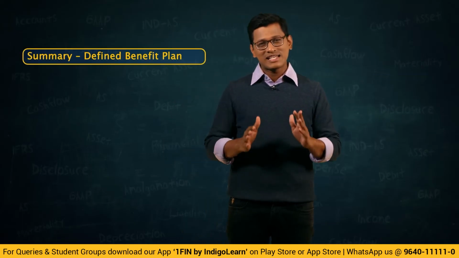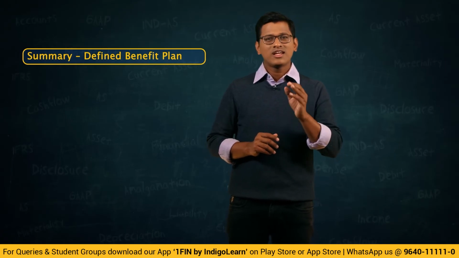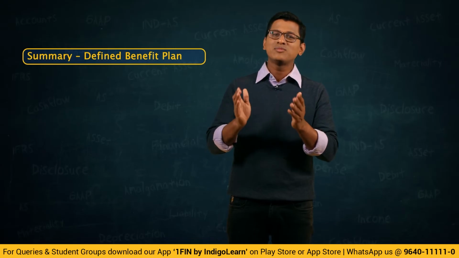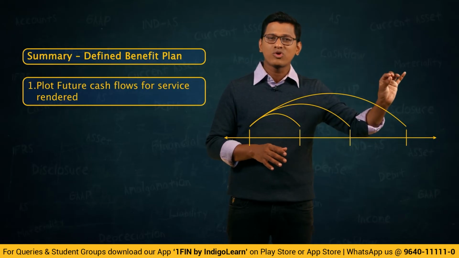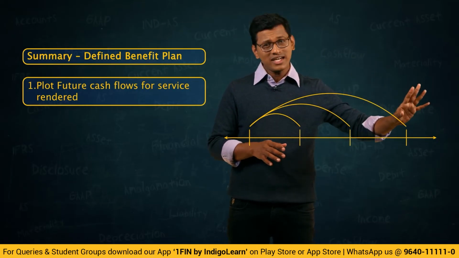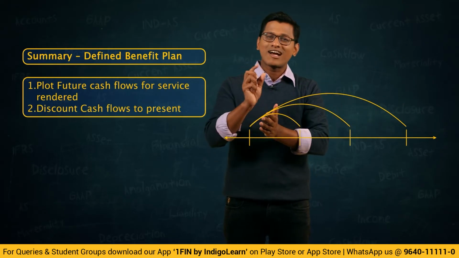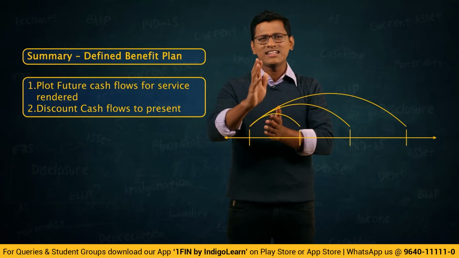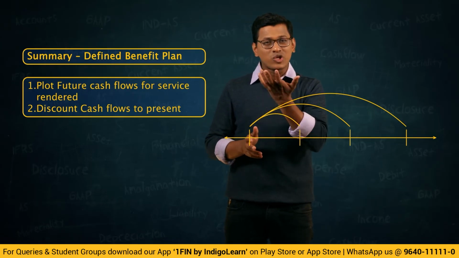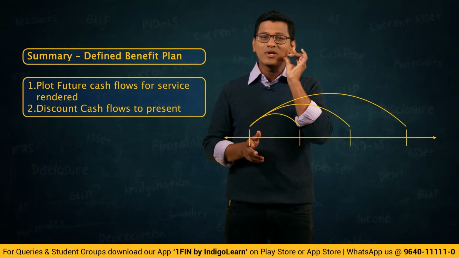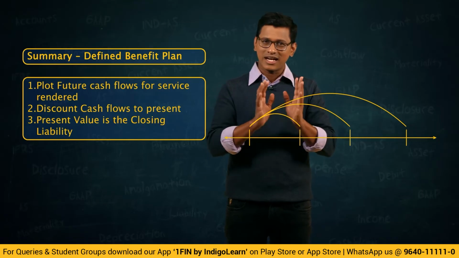So friends, I am just summarizing the procedure that we have to perform under a defined benefit plan. First, for the period that is already served by the employees, you plot on a timeline when what cash flow is going to be paid out to them, right? Then discount that entire cash flow to present value using the government bond yield rate, generally given in the question, okay? The present value you get, the discounted value, will be called the closing liability or obligation, right? Keep it aside.